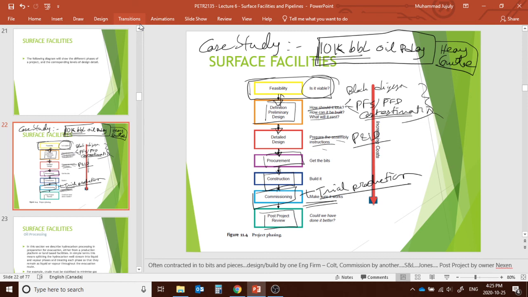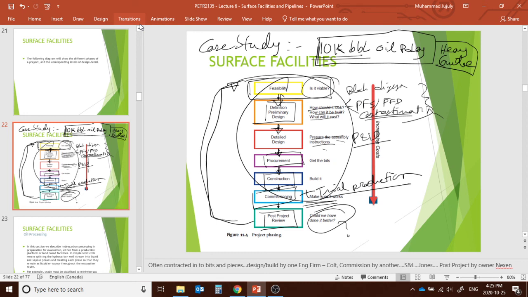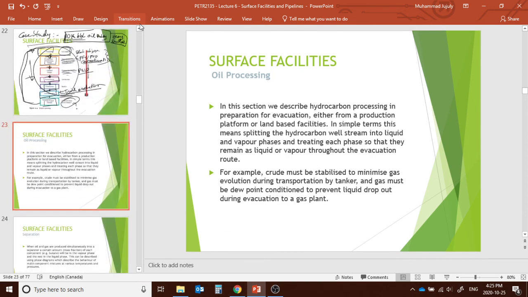And then we do the project review: could we have done it better? Why do we need to do that? Because for the next project, you don't have to start from scratch, and you can improve the whole process. So these are the steps of the surface strategy.